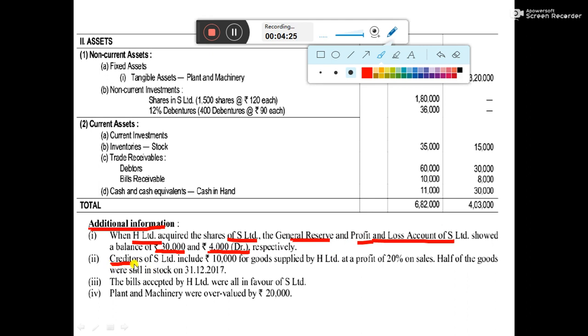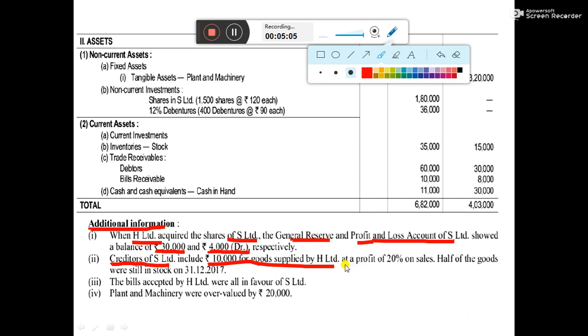The second additional information is that creditors of S Limited include 10,000 rupees for goods supplied by H Limited. So H Limited has supplied goods to S Limited. So in the books of H Limited it will be debtor, and in the books of S Limited it is creditor. S Limited is supposed to pay H Limited 10,000 rupees for goods supplied. But since this is an intercompany transaction, we need to see what the treatment of this rupees 10,000 will be. We will see this while preparing the working notes.